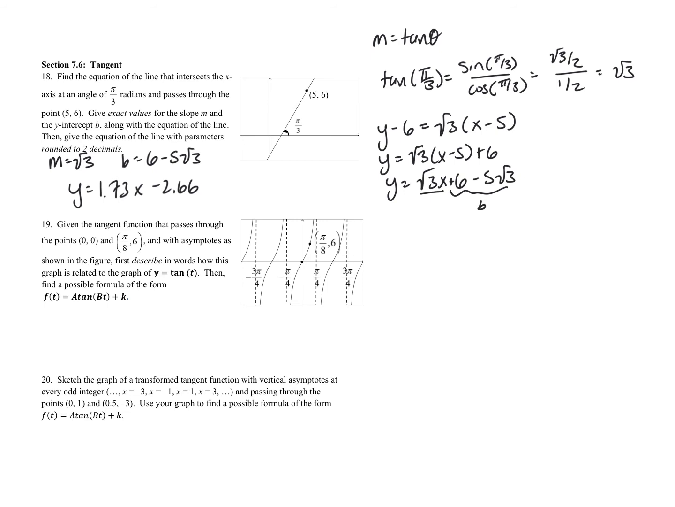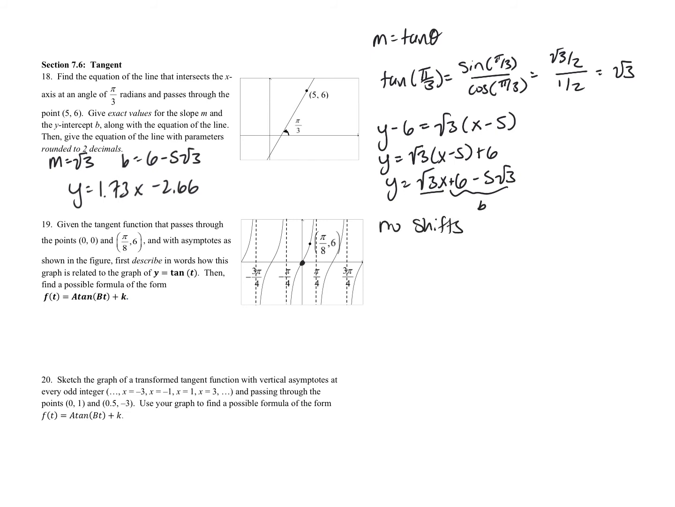Question 19 gives us a tangent function that's been transformed in a couple ways. So they want us to describe the different ways that it's been transformed. So right off the bat, since we're going through the origin still, we know that there's not going to be any shifts, so no shifts.